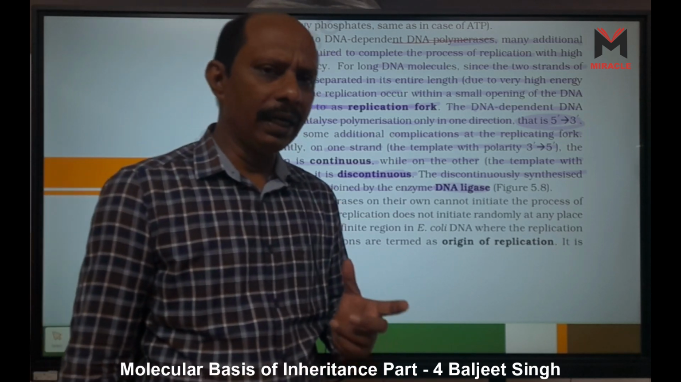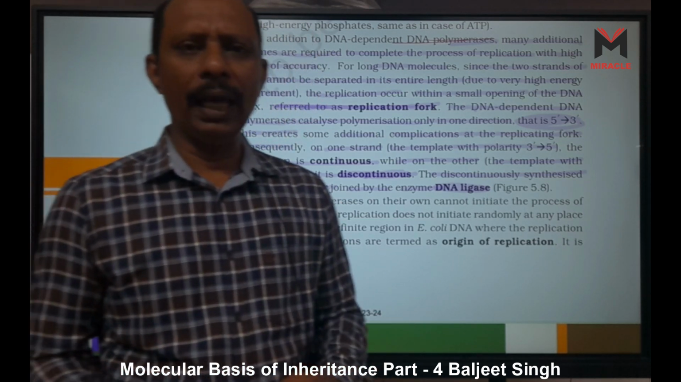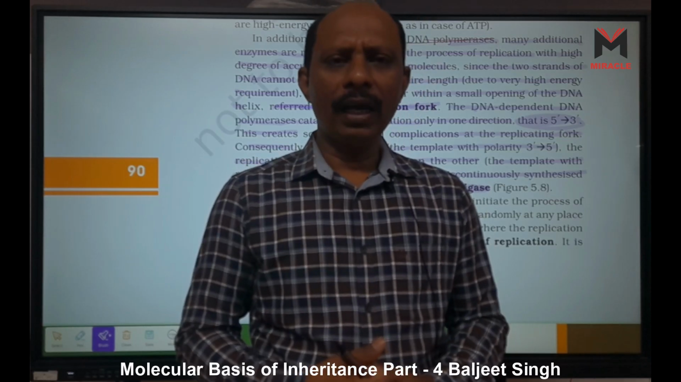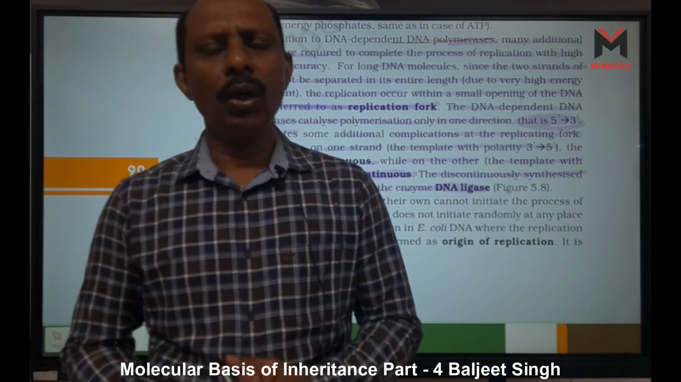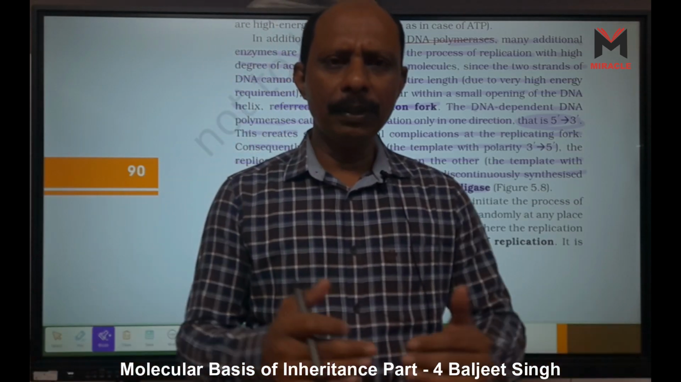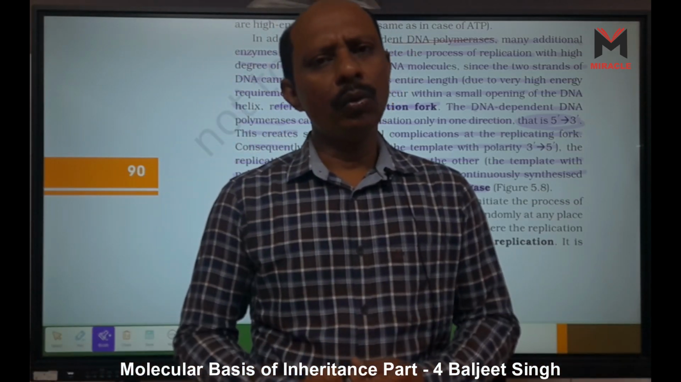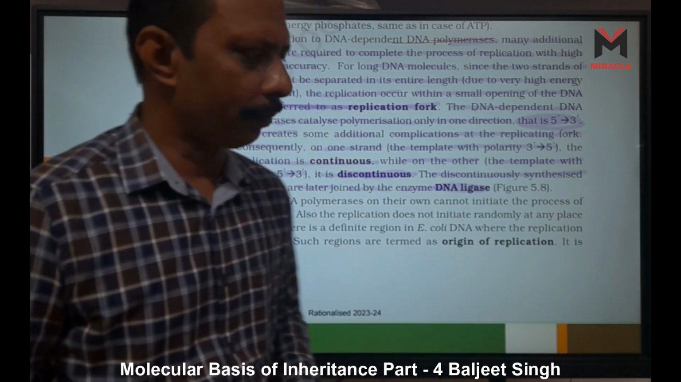The continuous strand is called the leading strand. The discontinuous strand is called the lagging strand, first thing. And the fragments present in the discontinuous strand, these DNA fragments, are called Okazaki fragments. They attach with one another, they link with one another through the ligase enzyme. That enzyme is called DNA ligase because here DNA strands are joined together.